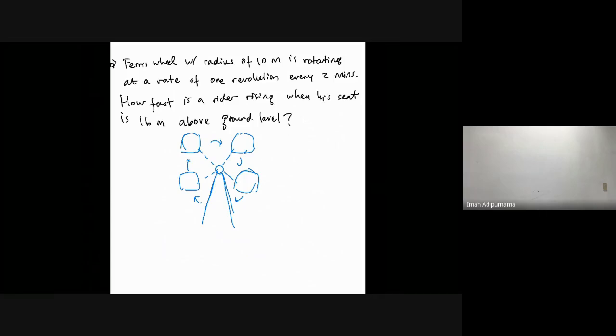Okay, so Ferris wheel it's like this. You have the rotations. Okay, it's asking how fast is the rider rising. So meaning at some point this cart is rising up, and when this is at 16 meters, okay, you need to calculate the rate of change, okay, the velocity, the speed. Okay.